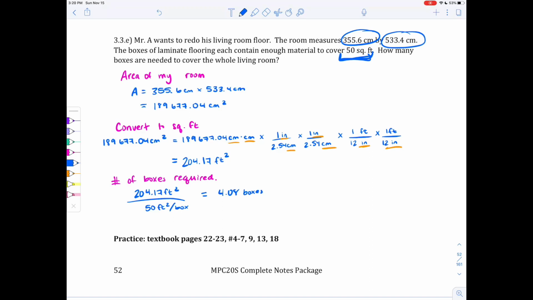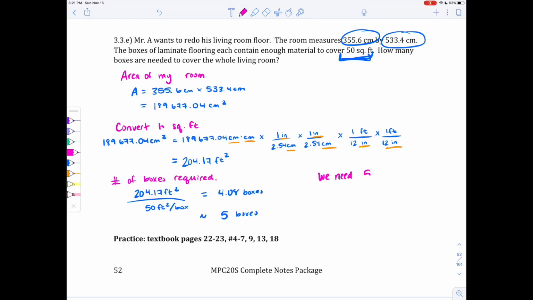Now, if I only order 4, Mr. A will have a chunk of his living room floor that's uncovered. And I guess you could cover that with a couch or a piece of furniture, maybe a piano or something. But it's not going to be a nice surprise for the next homeowners. So I'm going to round up and get 5 boxes. Just like this was a word problem, we have to answer it with a word answer. So how many boxes are needed?